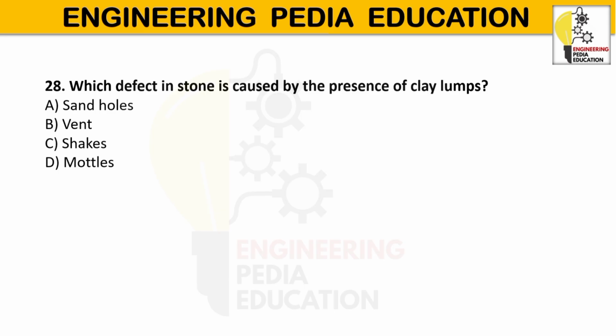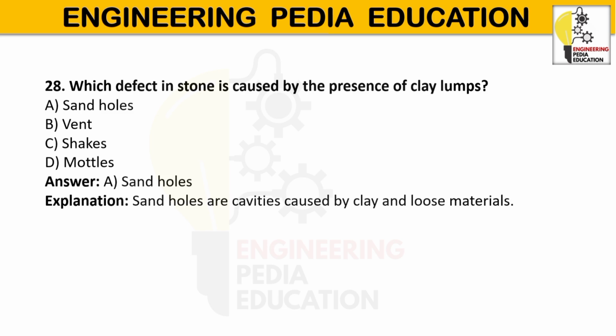Which defect in stone is caused by the presence of clay lumps: sand holes, vents, shakes or mortars? So the correct answer is sand holes. Sand holes are cavities caused by clay and loose material. It is a small cavity or depression present on the surface or inside a stone, usually caused by loose sand particles, impurities or defects during formation. They reduce the strength of stone, increase water absorption, and affect appearance and durability. Consider it a defect in building stone.